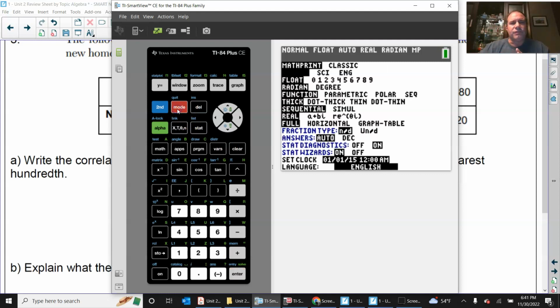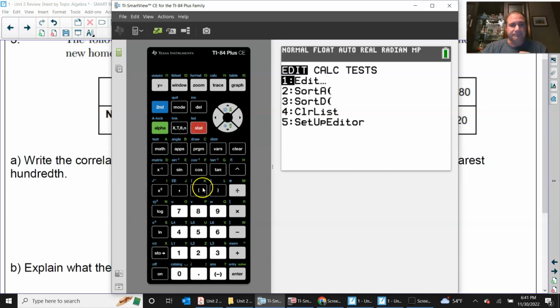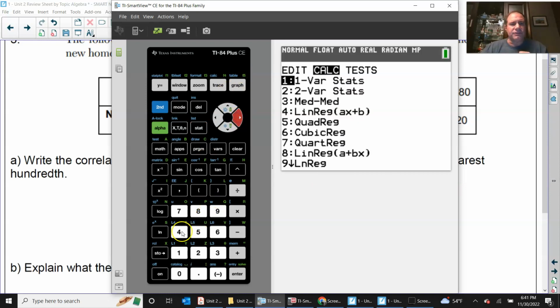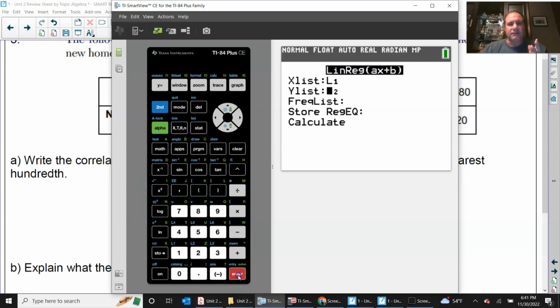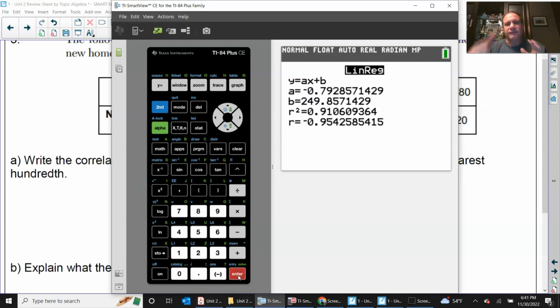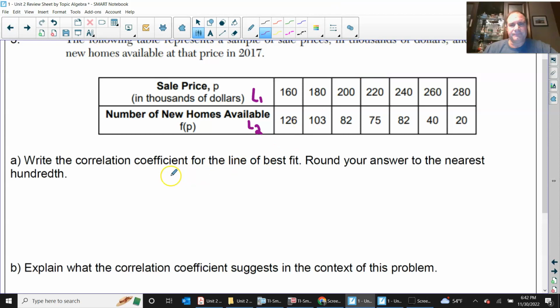And remember, press mode, and you can see right from the start that stat diagnostics is on. So when you go to calc, you will see that extra R after the B and the A. The R squared and the R. The R is the one that you want. So we're going to put down negative 0.95.